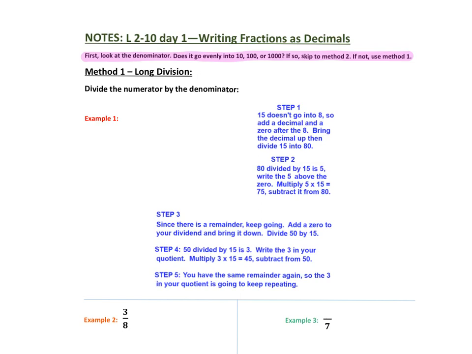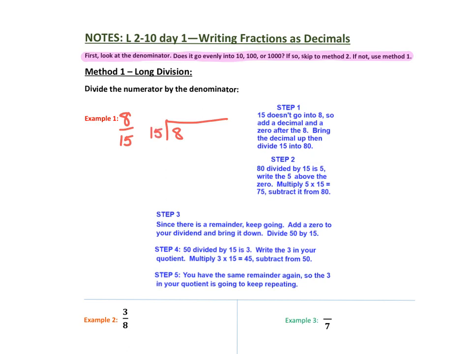Method 1 always works. So this first example is already written out in your notes. So please just go ahead and watch the video as I solve the problem rather than trying to write and follow it in your notes. The problem says 8/15, to convert that into a decimal. So we're going to set up a long division problem: 8 on the inside, 15 on the outside.